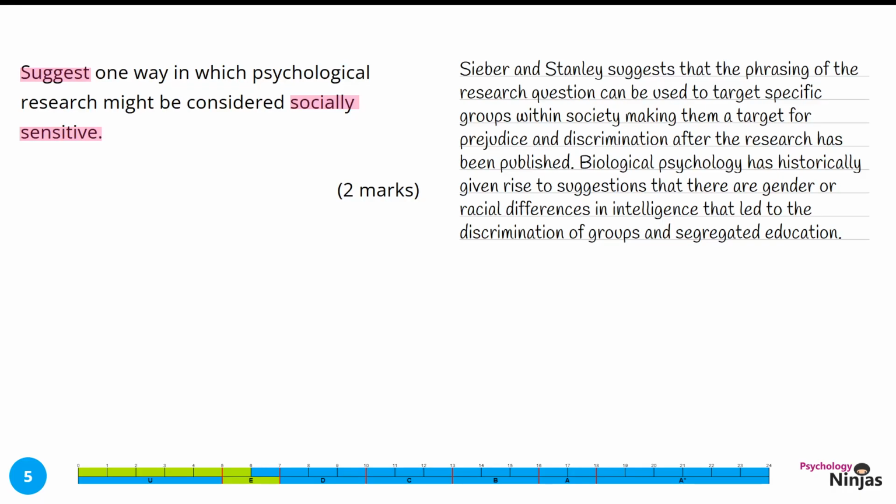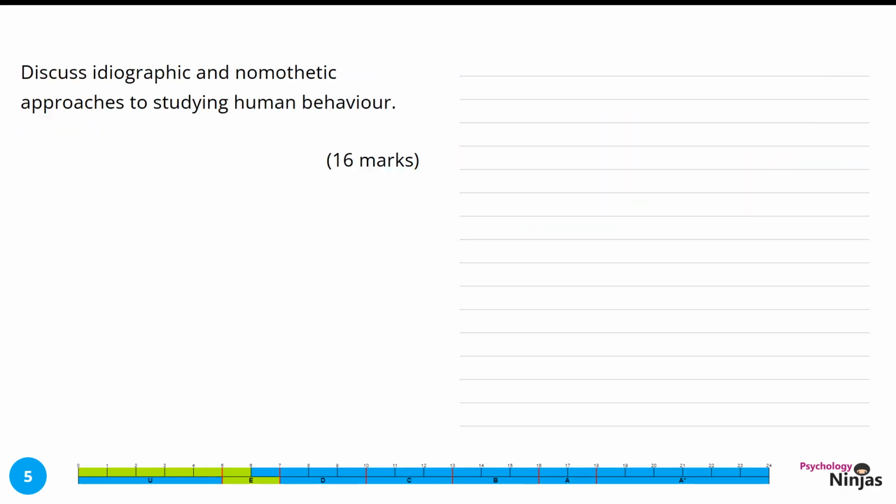We've identified a particular way in which research might be socially sensitive in terms of the research question. We've also explained why that then makes it socially sensitive, because it might target specific groups. We've gone on to apply this to a particular area of psychology, biological psychology, and we've given a specific instance in relation to this in terms of intelligence tests. So quite a lot here for our 2 marks.